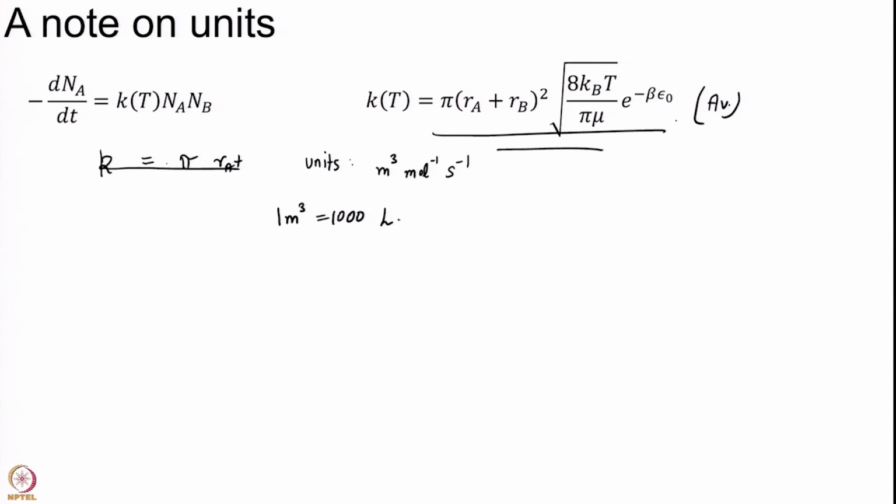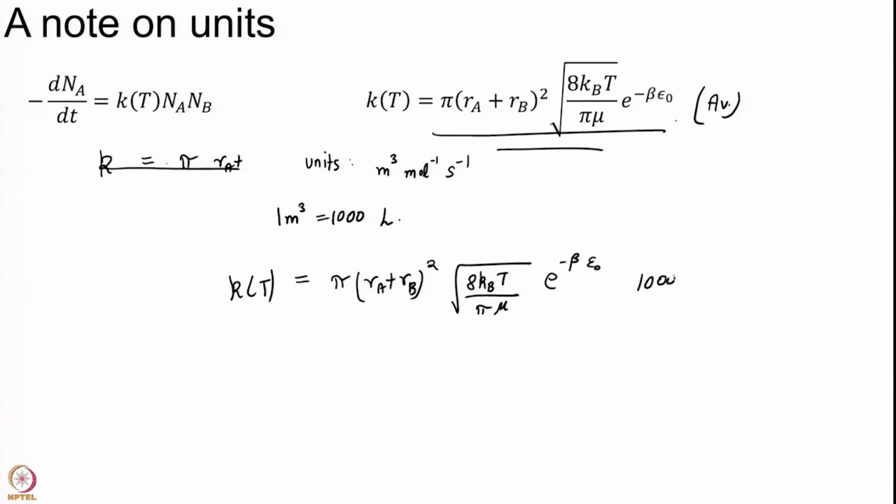Okay. So, k(T) becomes pi (Ra plus Rb) squared times the square root of 8kT over pi mu, times e to the power of minus beta epsilon naught, into 1000 into Avogadro number. And this will be in liter mole inverse second inverse if sigma is in meter squared and the speed is in meter per second.